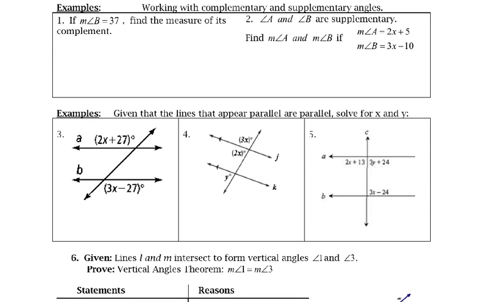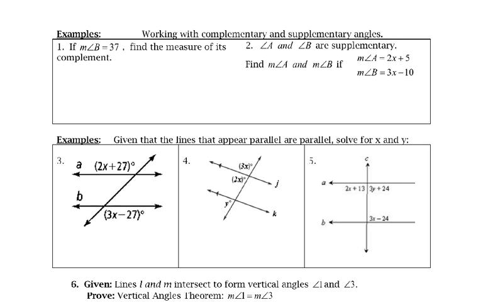Okay, let's go to the next slide. Here are some examples where we work with complementary and supplementary angles. We're going to find some missing measures, and we use our algebra skills to do this. For example 1, it says if the measure of B is 37, find the measure of its complement. Remember, complement means you add to be 90 degrees. So you can just do 90 minus 37, and you get 43. And so the complement of angle B is 43 degrees.